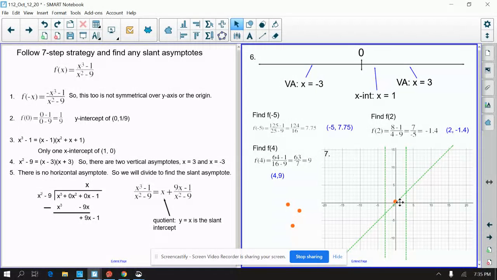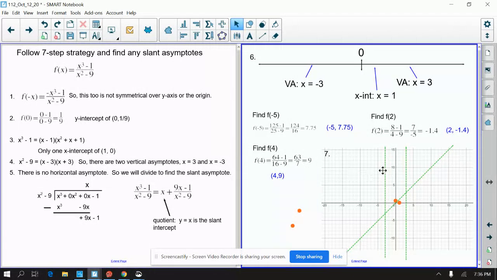So I'm going to try it. Yeah, that's impossible. So it's a little bit above there. And what else do I know? I have an x-intercept of (1, 0). And those are all the ordered pairs I know.